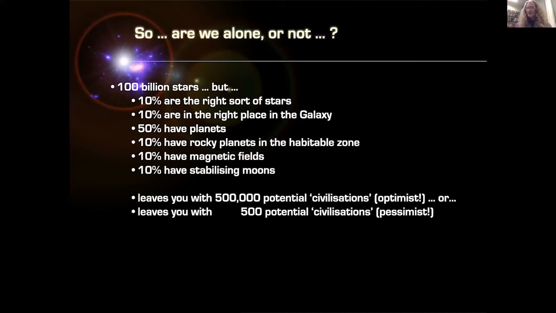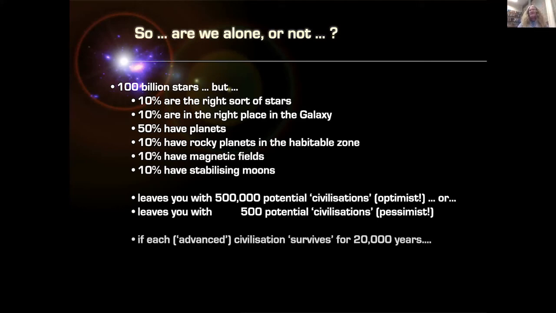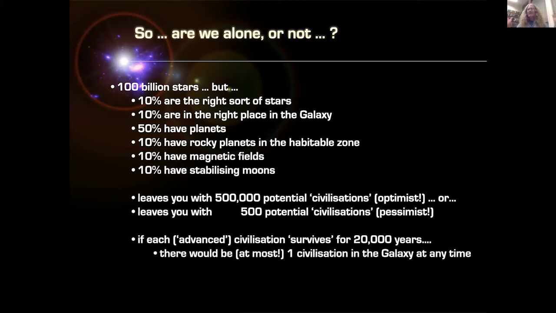But let's be optimistic and say, if you just play the game and say, well, look, an advanced civilization can live 20,000 years. And so if each advanced civilization does survive for 20,000 years, how many advanced civilizations are out there right now? It would be one.